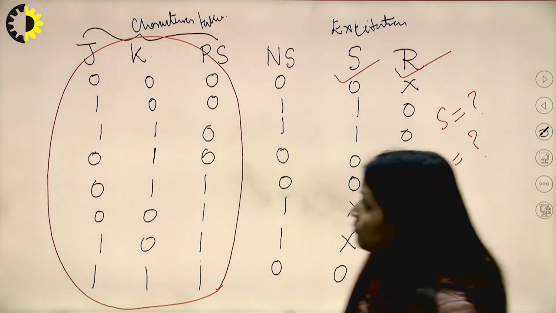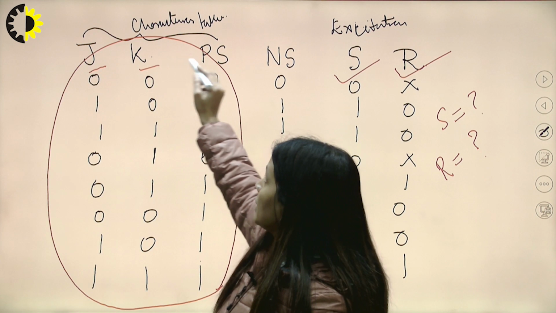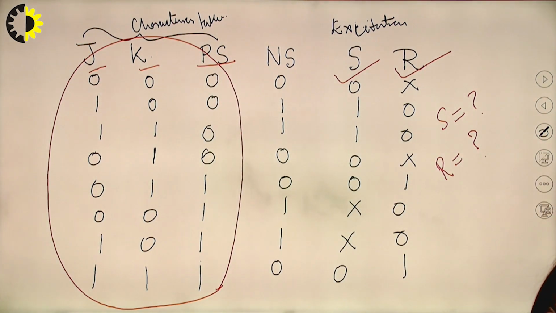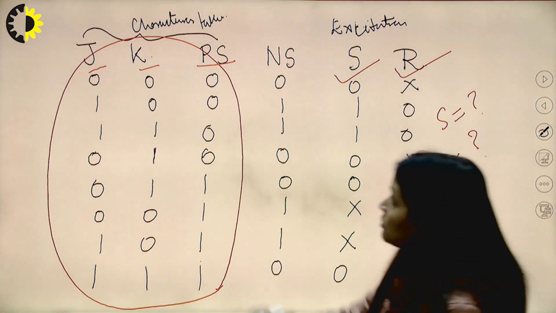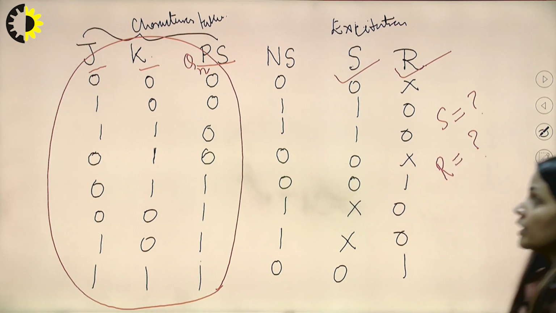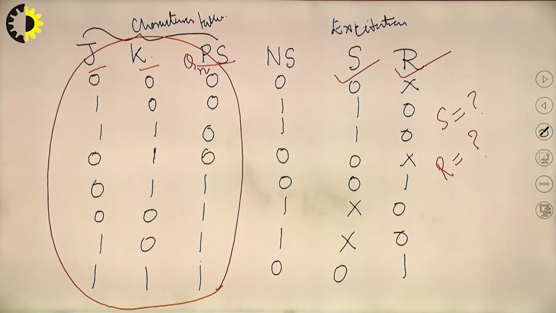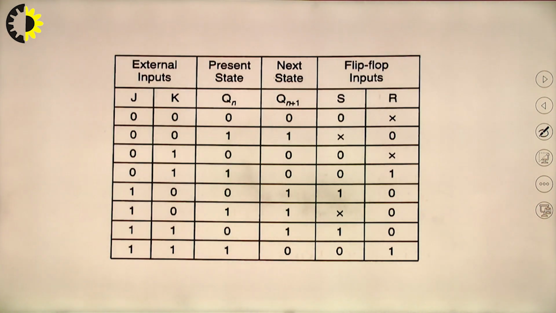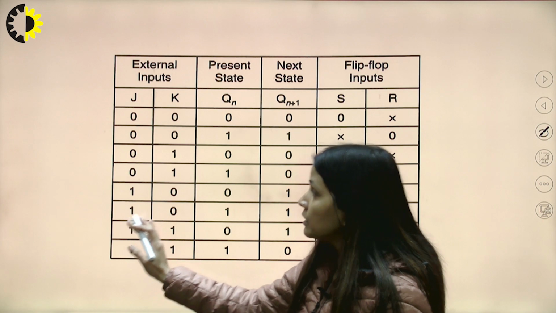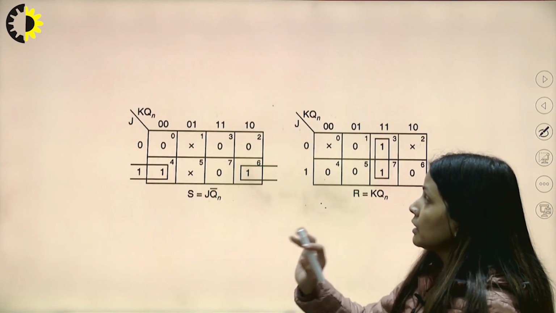These are the three input variables J, K, PS. Okay. So now this PS you can take as Qn. Okay. So now I have three variables J, K and Qn, and I will make the K map for the same. So this is the table which we have got already. All the tables I have written here. Now we can make the K map.